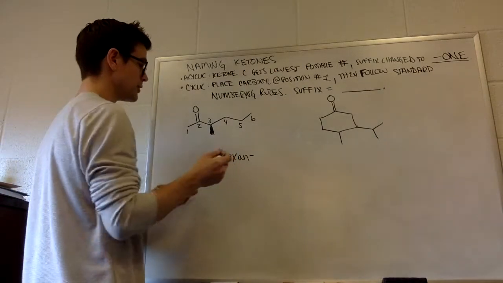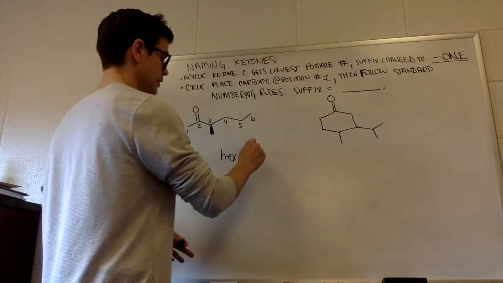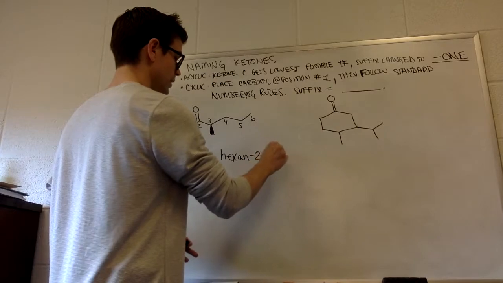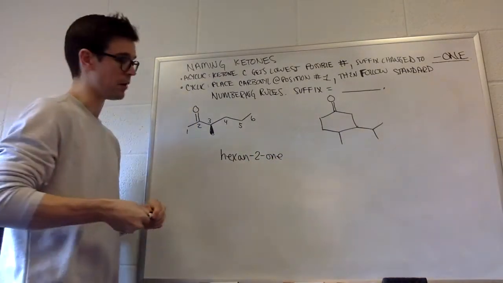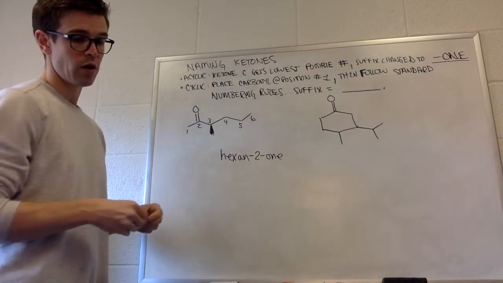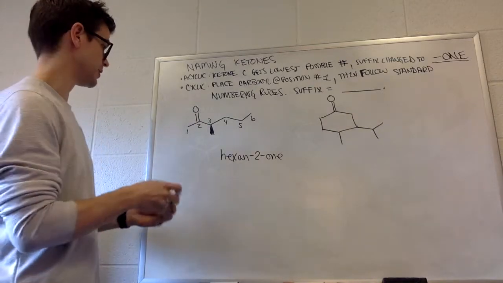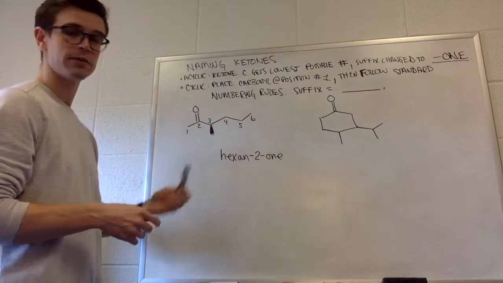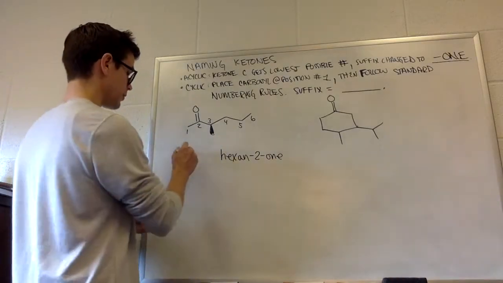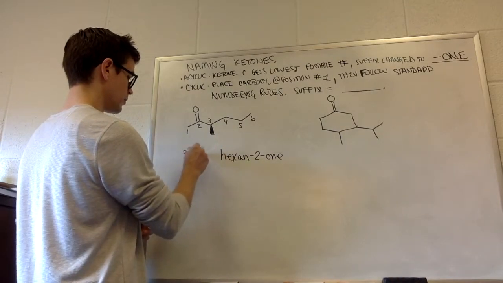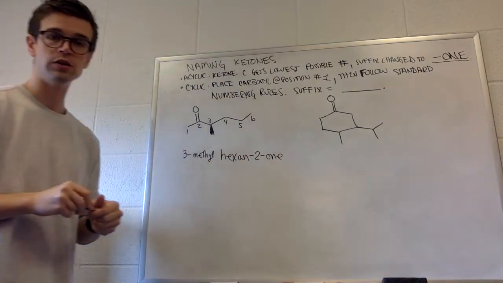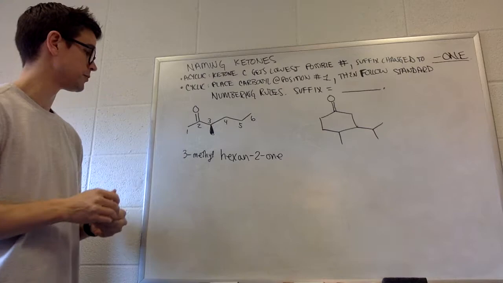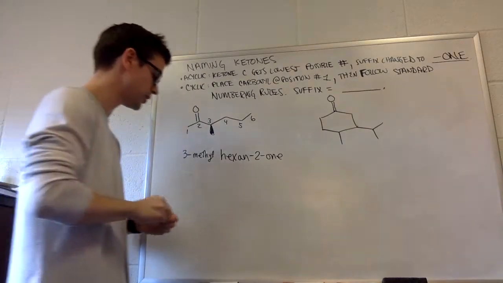And then we have to identify where the ketone is. So it's 2-one, hexan-2-one. So what about the substituent? We have a substituent in the 3 position. That's a methyl group, so it's going to be 3-methyl hexan-2-one. And then the last thing is the stereochemistry that I've included here.